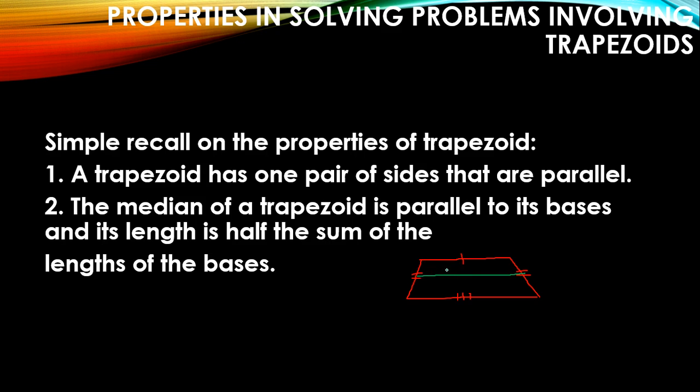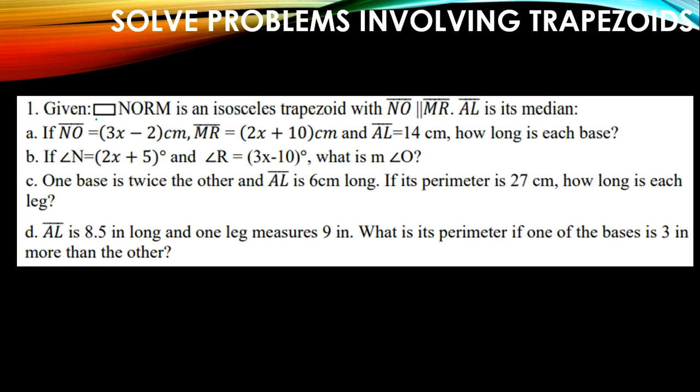And also the length, or the measurement of the mid segment, is half the sum of the lengths of the bases, or the upper base plus lower base then divided by 2, so that equals the length of the mid segment or the median. Or upper base plus lower base times 1/2 is the length of the mid segment. Okay, so let's have the example problem.